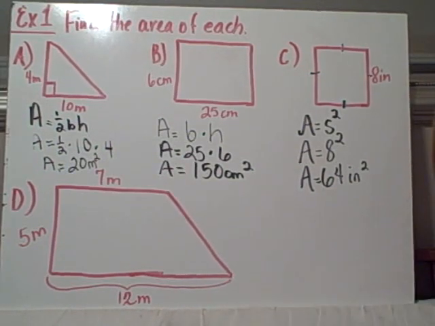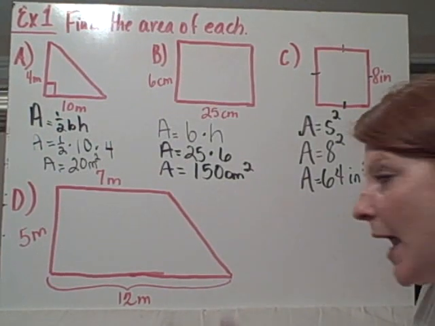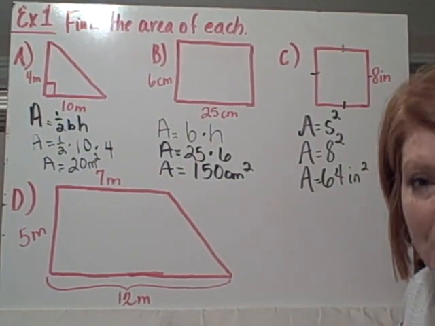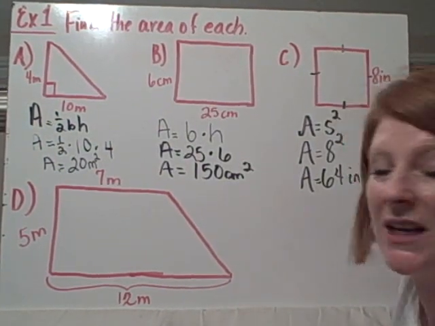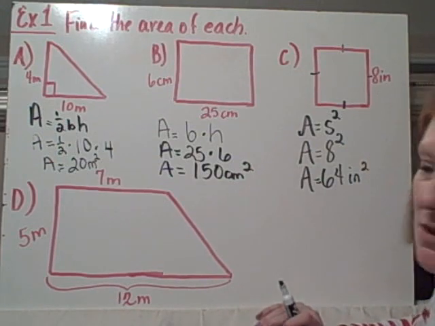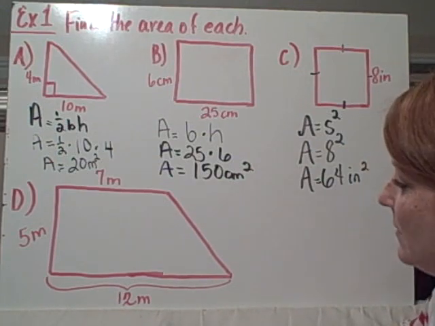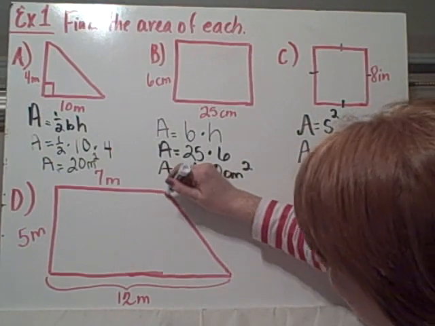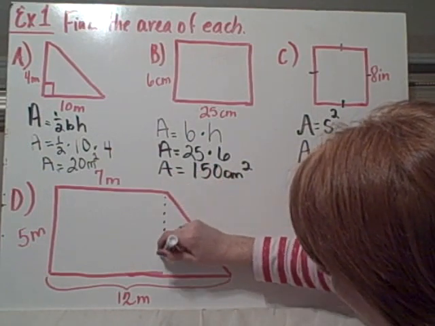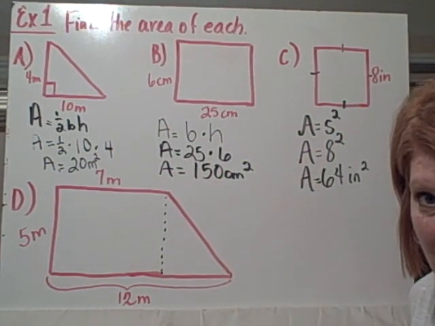Now, look at D. Some of you may look at D and say to yourself, oh, I know what that shape is. That's a trapezoid. And there is a specific formula for trapezoid. But for this particular lesson, I don't want you to think of this as a trapezoid. What I want you to think of this as is a shape made up of two different shapes.